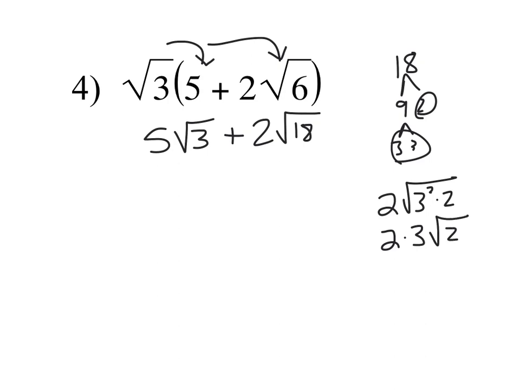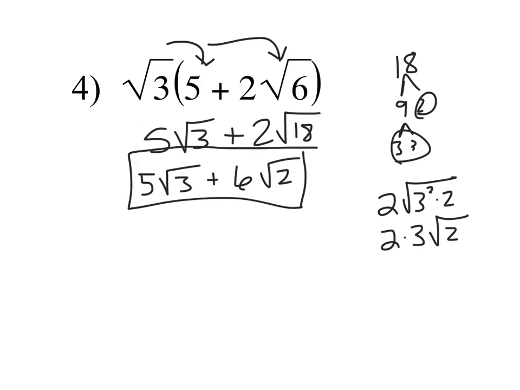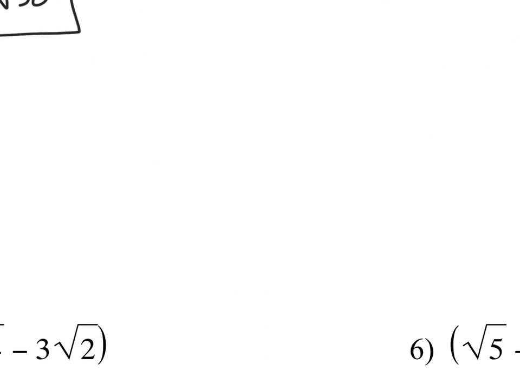So this first term stays the same, and 3 times 2 is 6. So this is going to be 6 times the square root of 2. Now you'll notice again these are not like terms, so we cannot combine those. That is my final answer. With the distributive property like this, you won't have a ton of simplifying to do. All right, let's go to the binomials now.